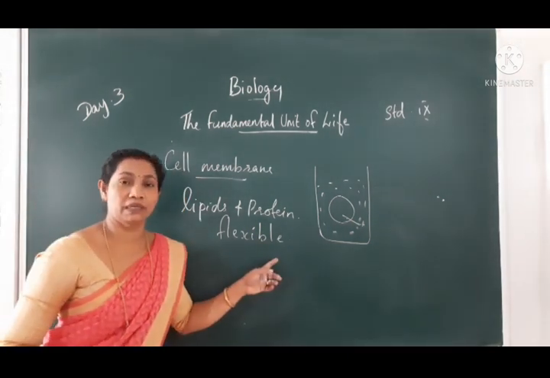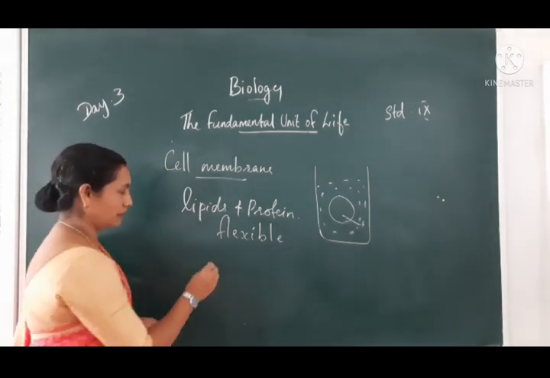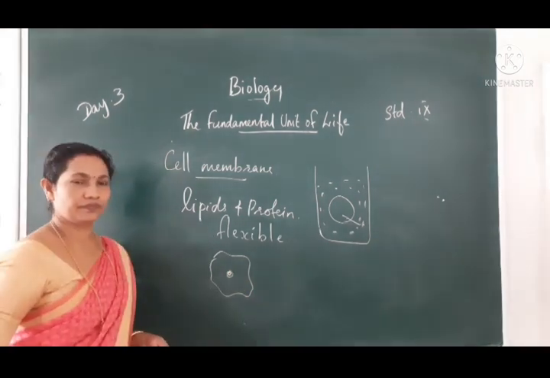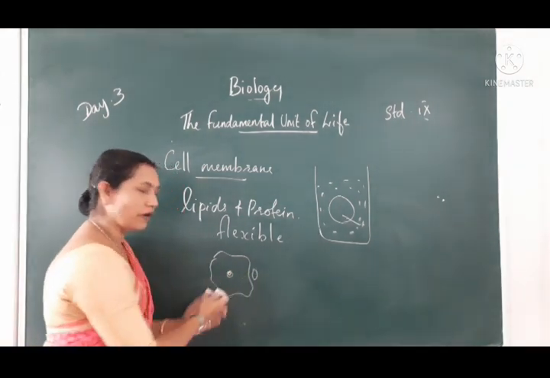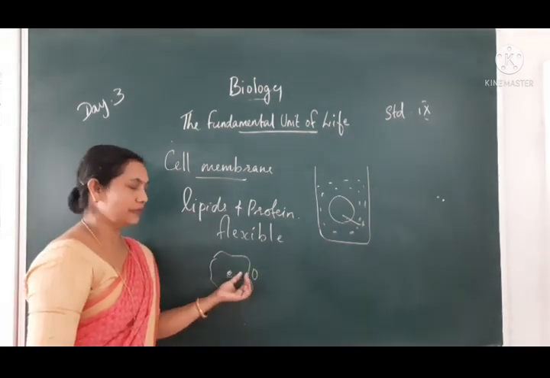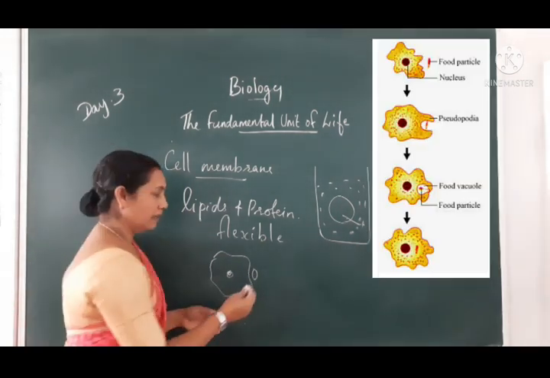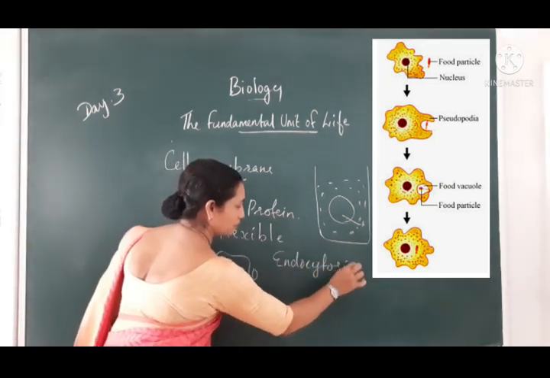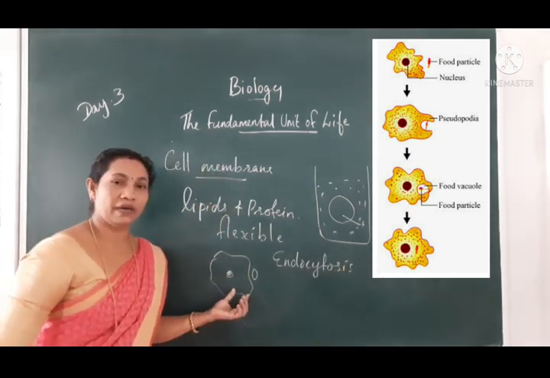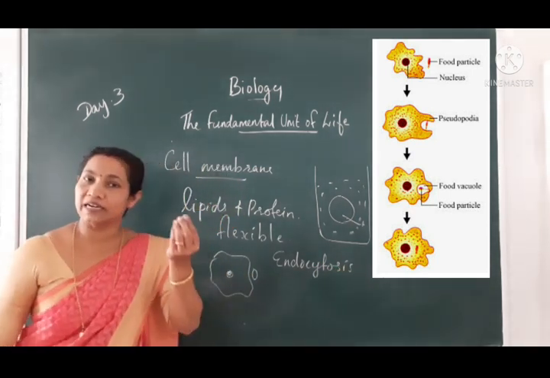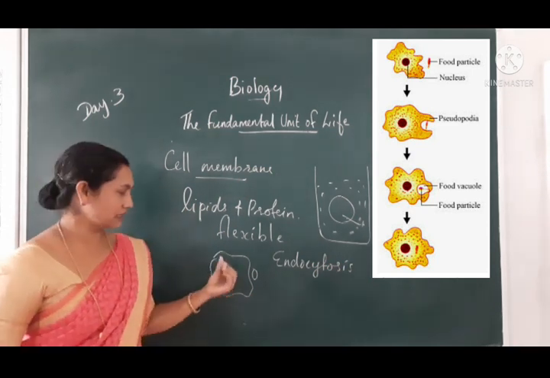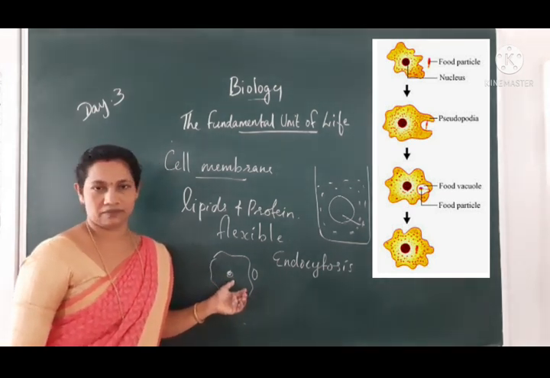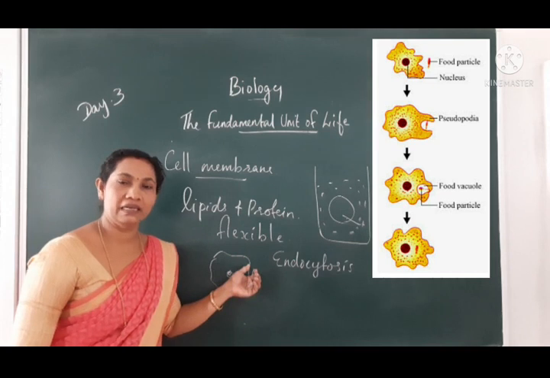Due to the flexibility of the cell membrane, unicellular organisms like amoeba can engulf food molecules into their body, and that process is known as endocytosis. You know that amoeba is a unicellular organism. It has a typical cell structure. Externally there is a cell membrane, cytoplasm, and also the cellular nucleus. And the cell membrane is flexible in nature.